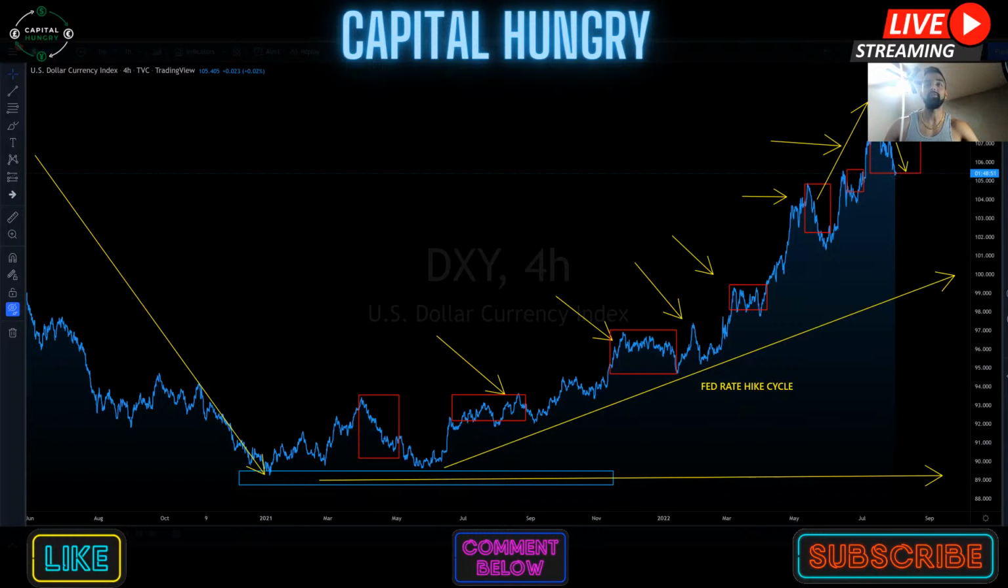Which also is a fundamental factor for short-term dollar weakness. Now, everybody pay attention right now. The correlation between trading instruments isn't a one-to-one correlation between dollar and equities. It isn't a one-to-one correlation between dollar and gold. The correlation is everything in relation to the Fed rate hike cycle.